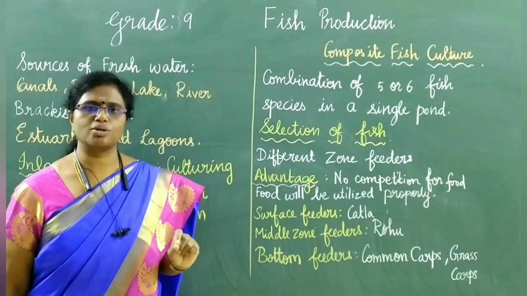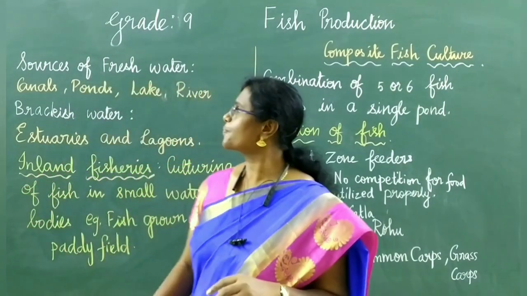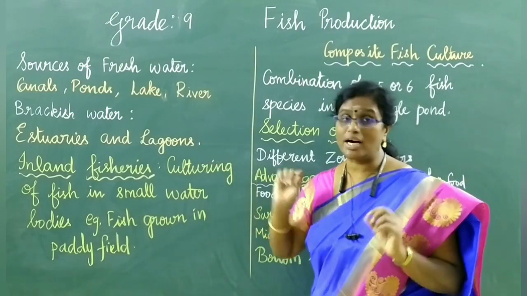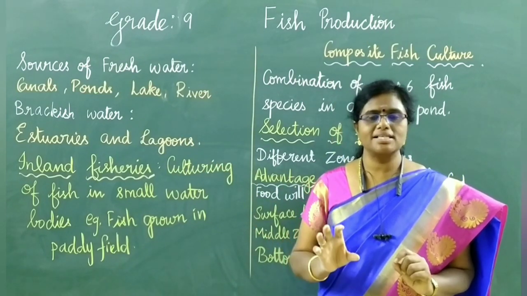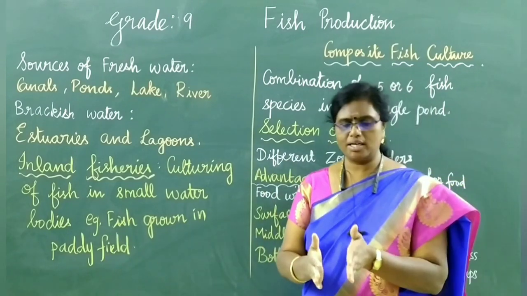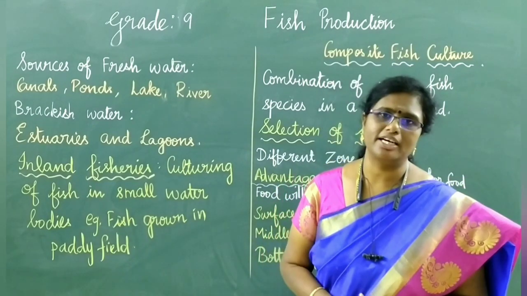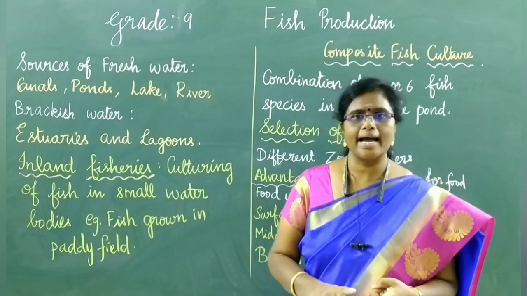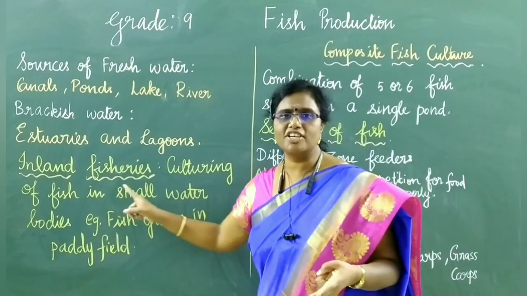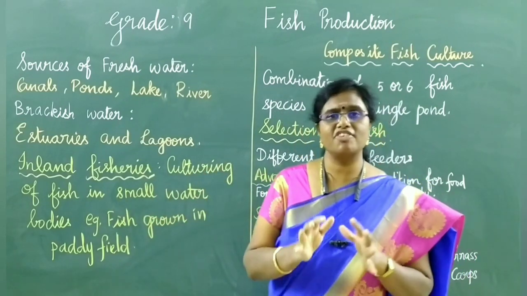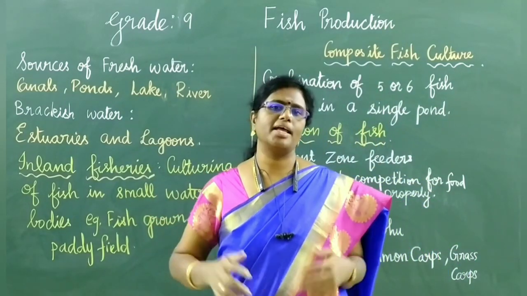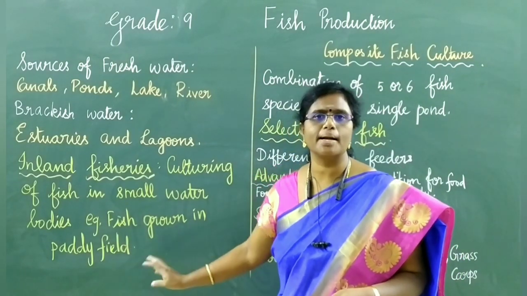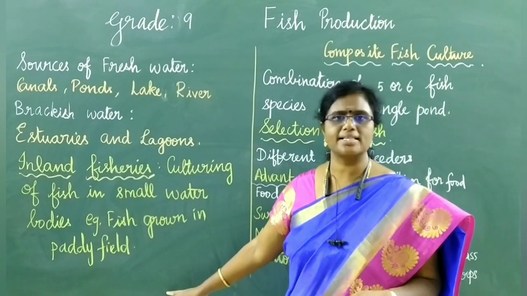Once again, I would like to revise this. Just listen. We have seen the sources of fresh water. We have seen what is brackish water, the place where fresh water and marine water mix, that place we call it as brackish water. Two types we can write, estuaries and lagoons. Inland fisheries, that is culturing of fish in a small water body. Example will be fish grown in a paddy field. That is very good example.